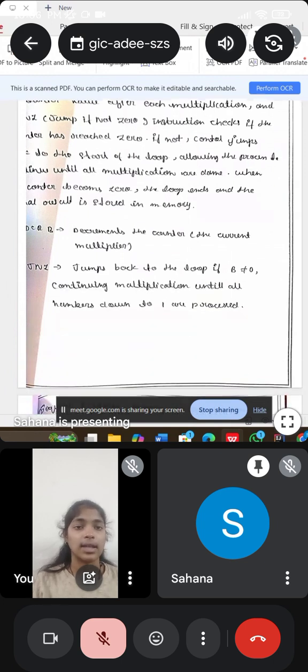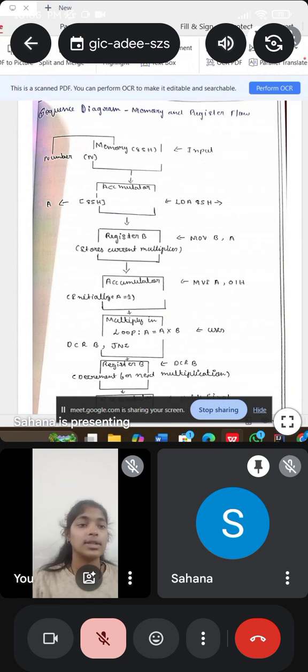And next, the sequential diagram, the sequential diagram and memory register flow. Input number from memory 85 loads the accumulator at memory address 85, copy to register B, MOV B, A, and initialize the accumulator, and loops, multiplying A and B, and decrementing and repeating the process, stores the result in memory.